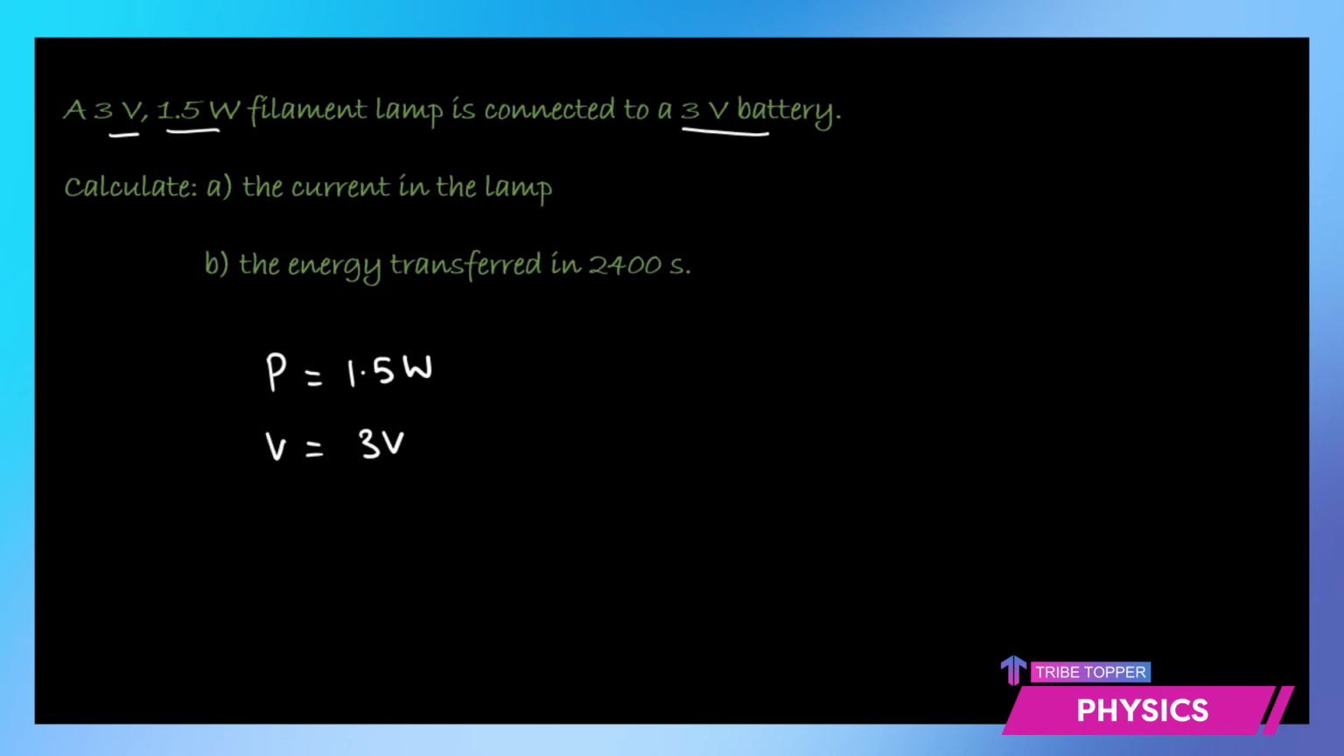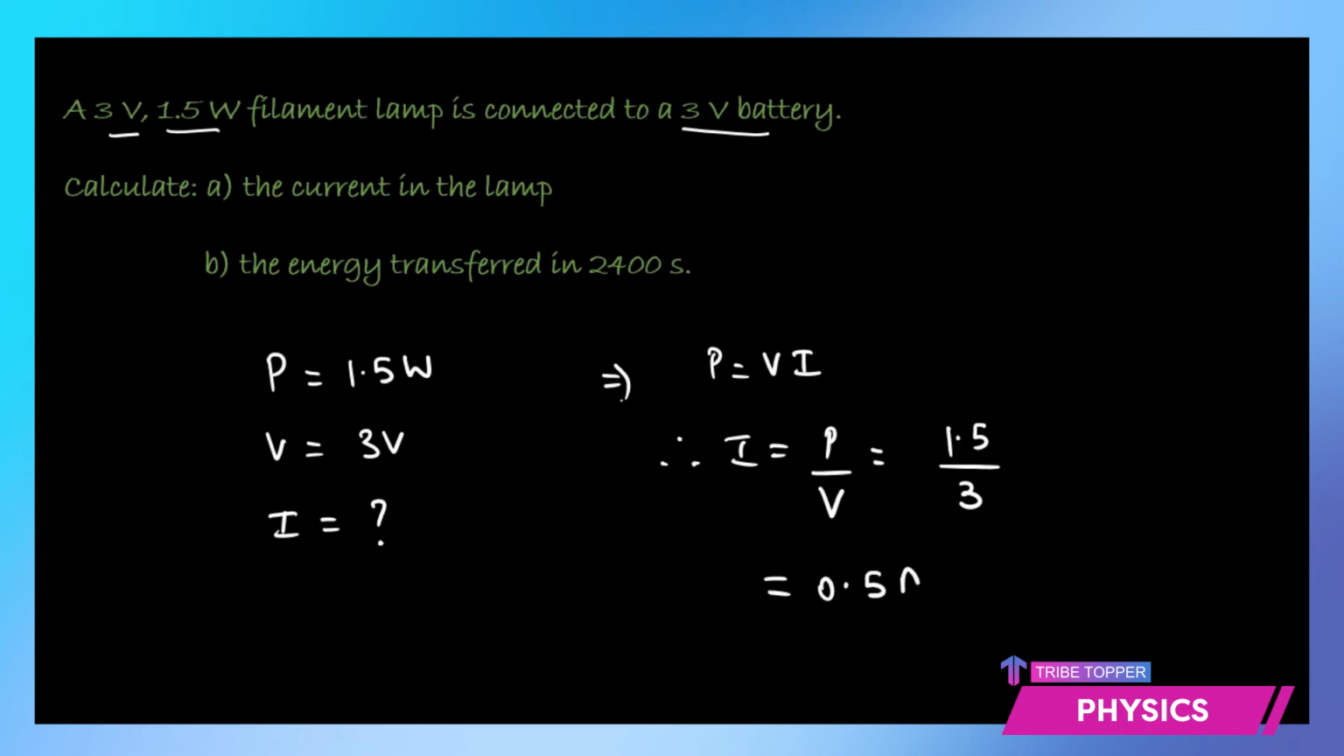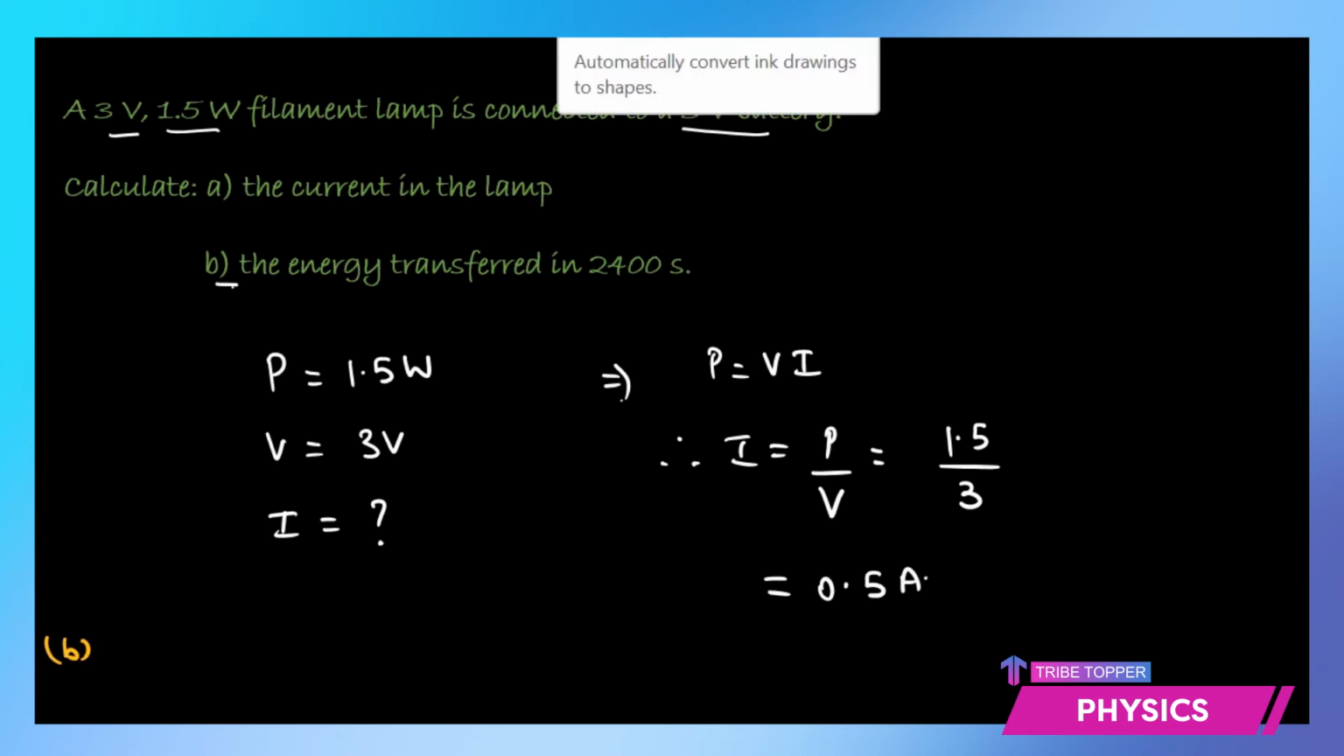We want to find the current in the lamp, and we just did the expression that P is equal to VI. Therefore, what is I equal to? That's P upon V. So that's 1.5 divided by 3, which gives you 0.5 amperes of current. In the B part, they ask you, what is the energy transferred in 2400 seconds?